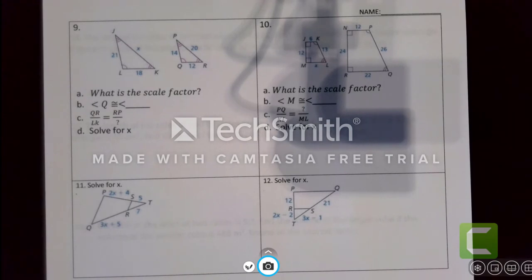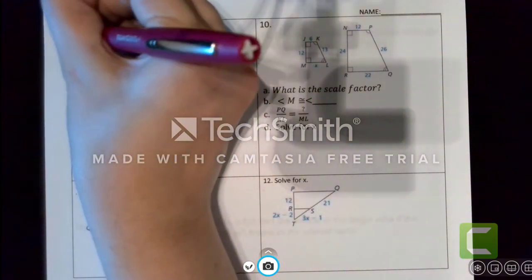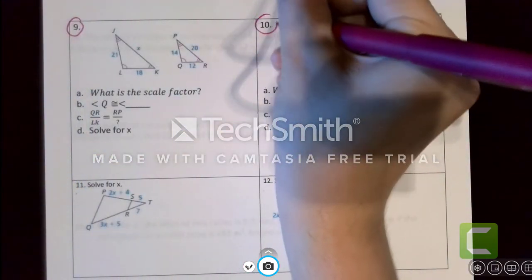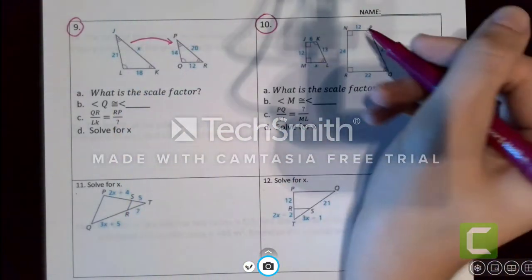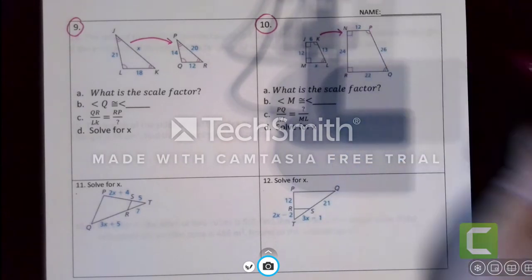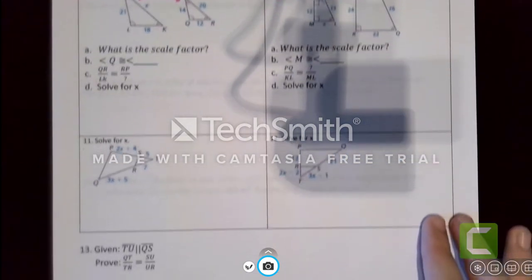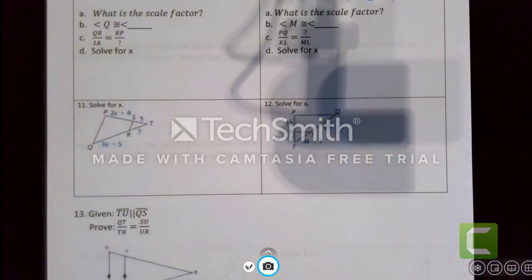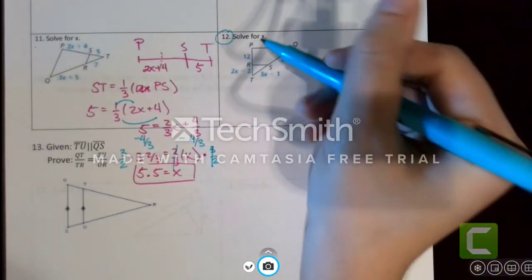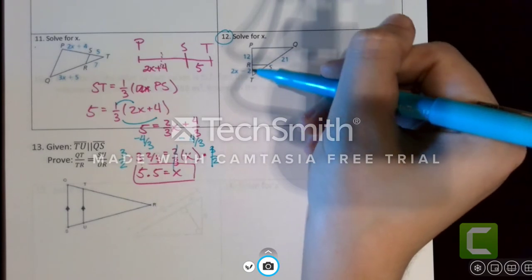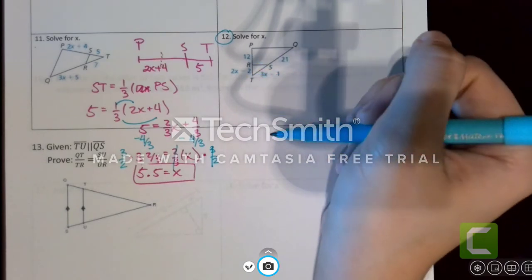Next, for these notes, you will complete number 9 and number 10 on your own. Remember that you're going to be moving from left to right. So for number 12, again, we know that this follows the same 2/3 rule as our medians.